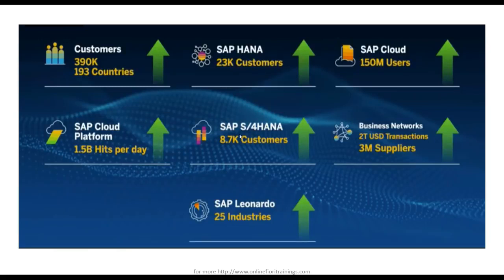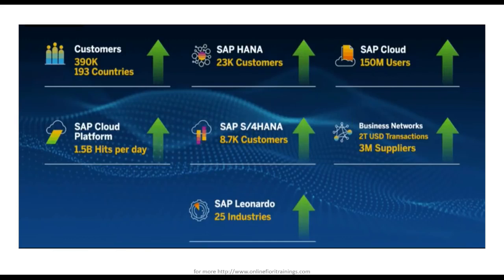Together with that, SAP's new intelligent suite, which is so-called S4 HANA. This is a product, just like ECC is a product. Suite on HANA is a product. Business Suite is a product. You have Suite on HANA, a simplified suite, which is S4 HANA. It has 8.7 thousand customers at this point of time live in the world. They have $2 trillion transactions with a 3 million suppliers business network available at this point. With 25 industries served, with intelligent enterprise and lots of advanced machine learning algorithms in place for 25 industries.